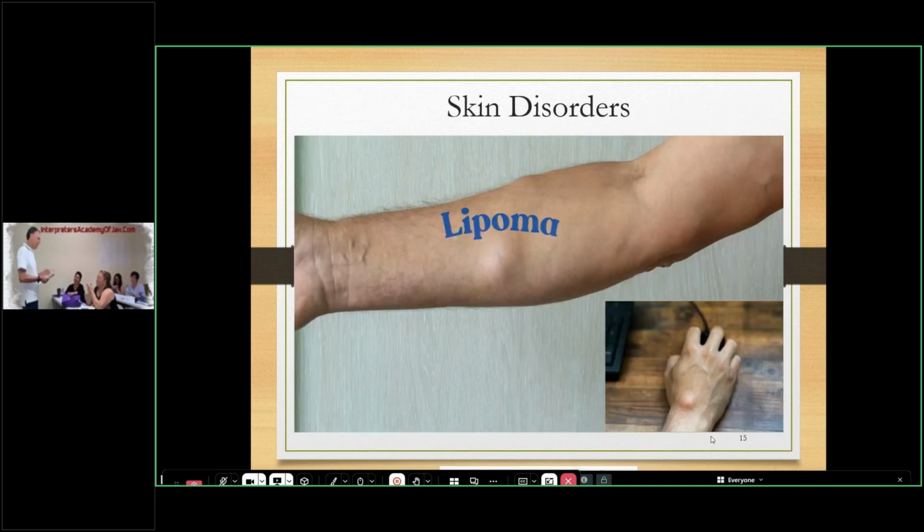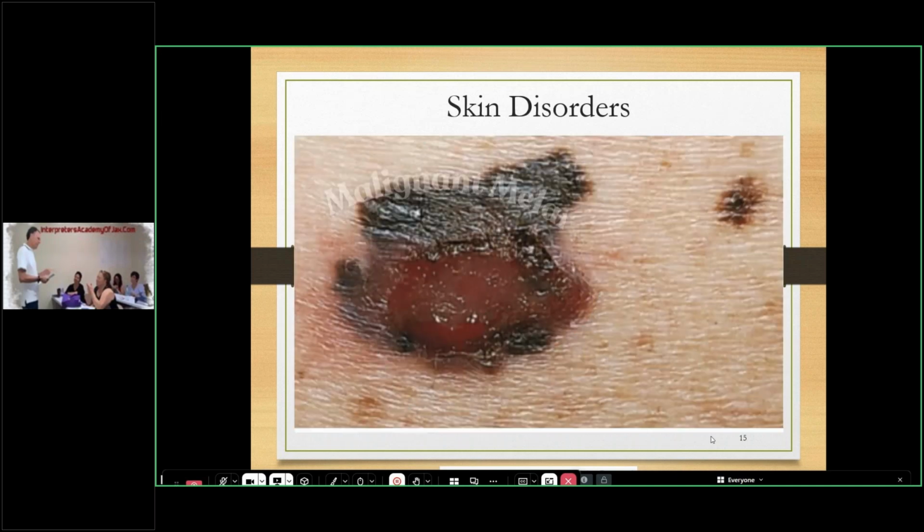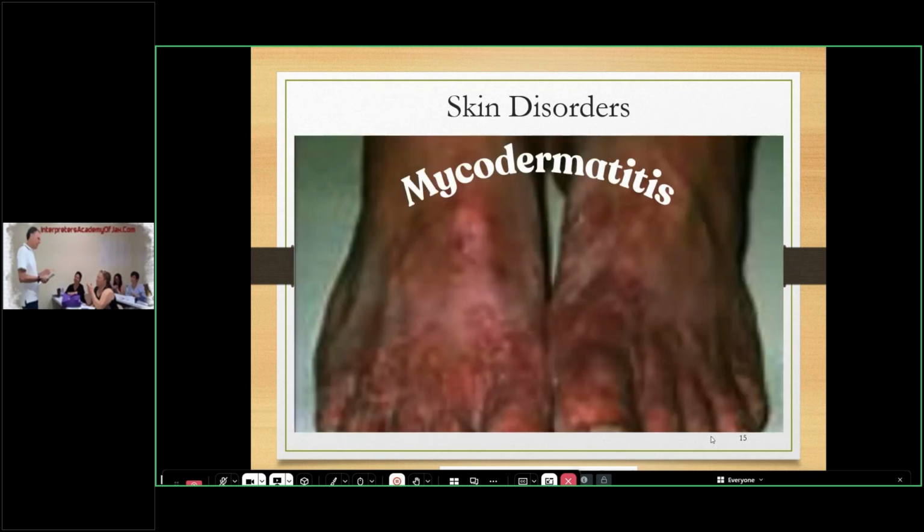Lipoma, lipo, fat, and oma, tumor, is a benign tumor consisting of mature fat cells. Malignant melanoma, melano, black, and oma, tumor, is any of a group of malignant tumors that originate in the skin and that are composed of melanocytes. Mycodermatitis, myco, fungus, is an inflammation of the skin caused by a fungus.